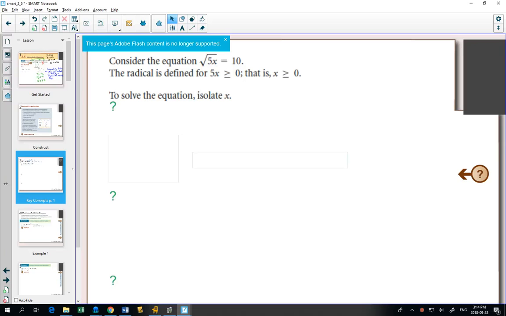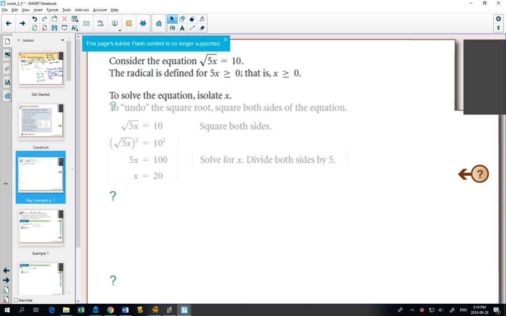On the bottom of page 140, you have this equation: the square root of 5 times x is equal to 10. What are possibilities for x? To solve an equation, we want to get x by itself.